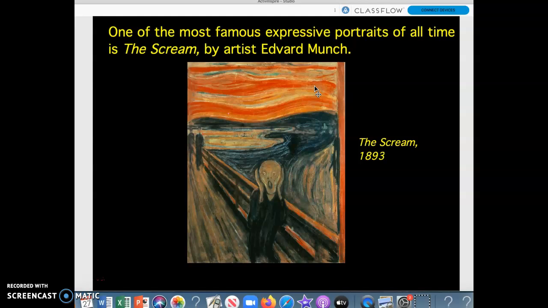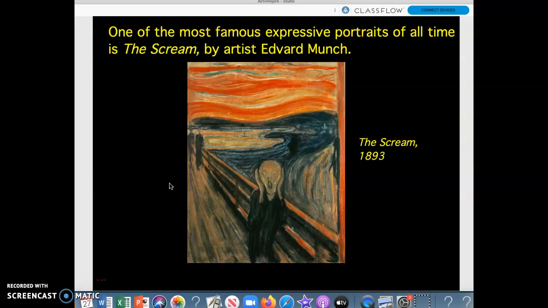So, again, looking at his face, did Munch really look like that? No. He's just painting how he's feeling, which I think, obviously in the spirit of Halloween right now, is very appropriate. And this painting is so famous that it was actually stolen twice because it's so popular.